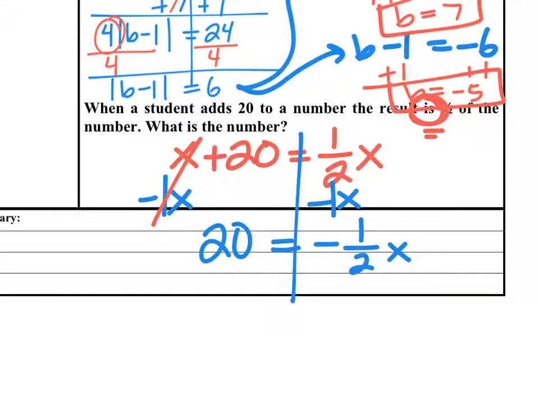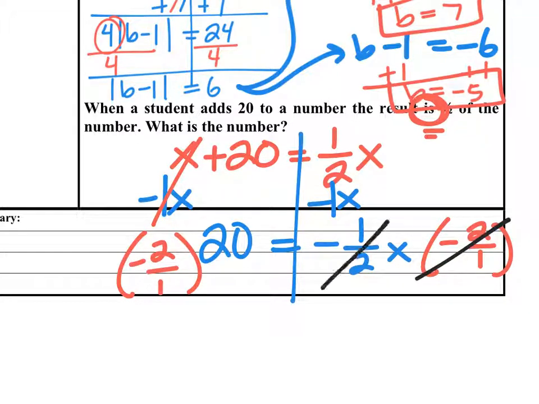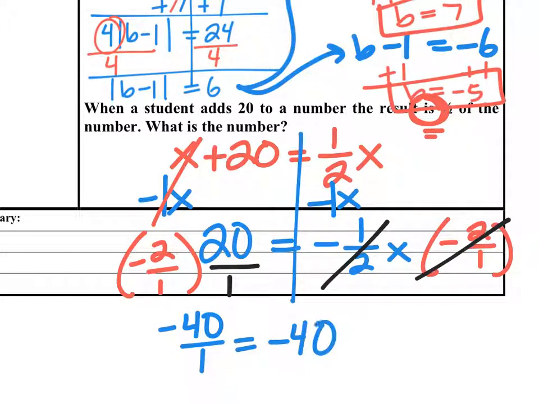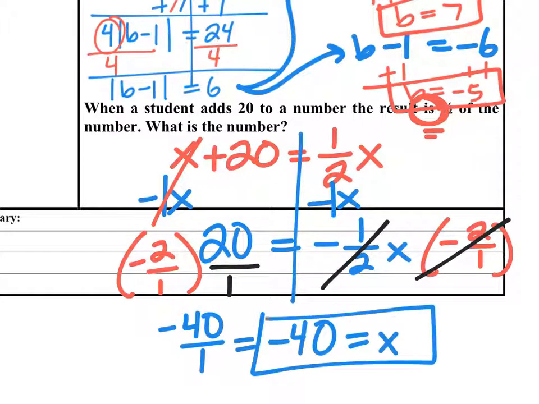And then to get rid of the fraction, I multiply by the reciprocal. In this case, it still has to be negative. Reciprocal just means to flip the fraction. So these cancel out, and I multiply straight across. Negative 40 over 1, which is just negative 40, is equal to x. So negative 40 is the number.